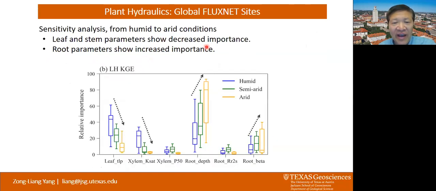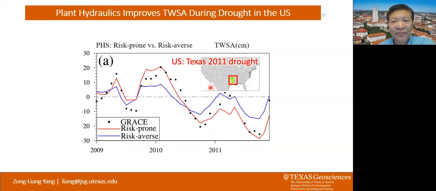Lingcheng has also tested the sensitivity for different parameters, and they found the most sensitive parameters are leaf-related parameters, especially in the humid regions. And in the dry regions, actually, the rooting depth is the most sensitive parameter. This is kind of what you expect, because in dry areas, the plants have to extend the roots to a deeper area in order to capture water.